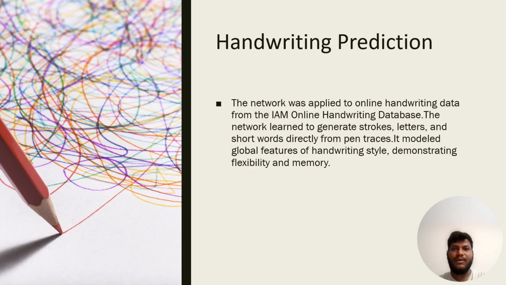And next, coming to handwriting prediction. This is more important in this paper, which focused on it a lot. The network was applied to online handwriting data from the IAM online handwriting database. The network learned to generate strokes, letters, and short words directly from pen traces. It modeled global features of handwriting style, demonstrating flexibility and memory.